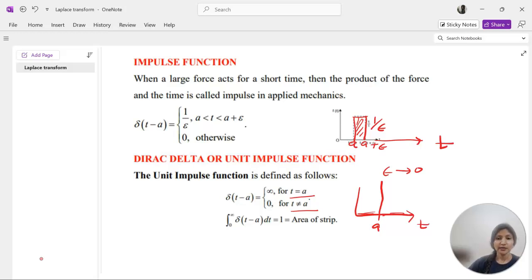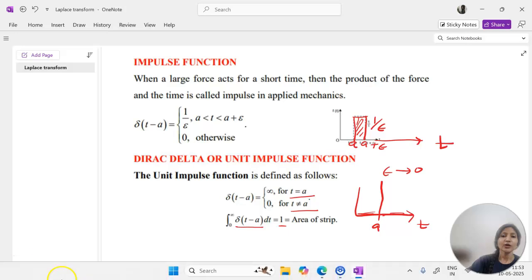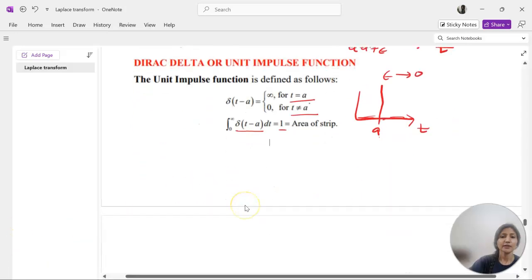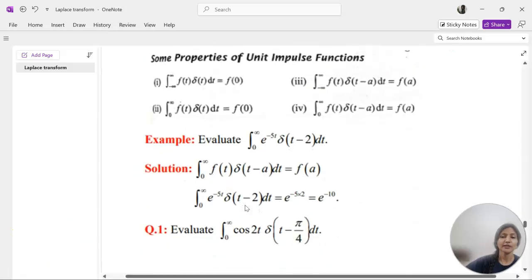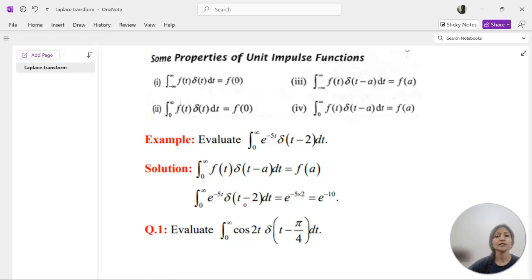We also can get from the definition that if the area under this particular curve between 0 to infinity is 1, right? Area of this strip is 1. Then we see that there are more properties, very important properties of this impulse function. These properties are called shifting properties.